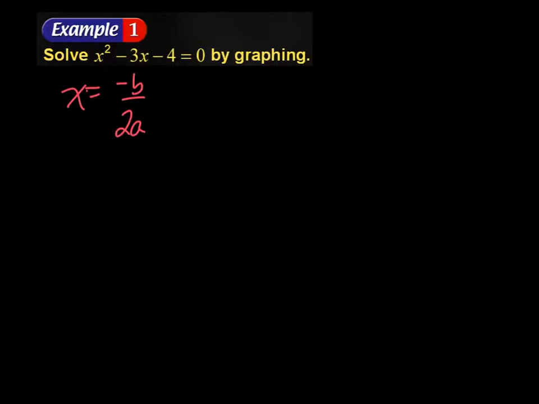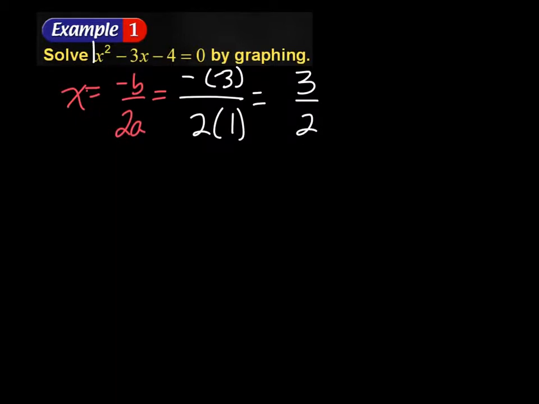So we're going to plug into our x = -b/2a again. So b is -3, and a is 1, because there's not a number in front of the x². The two negatives cancel out, so I've got 3 divided by 2.